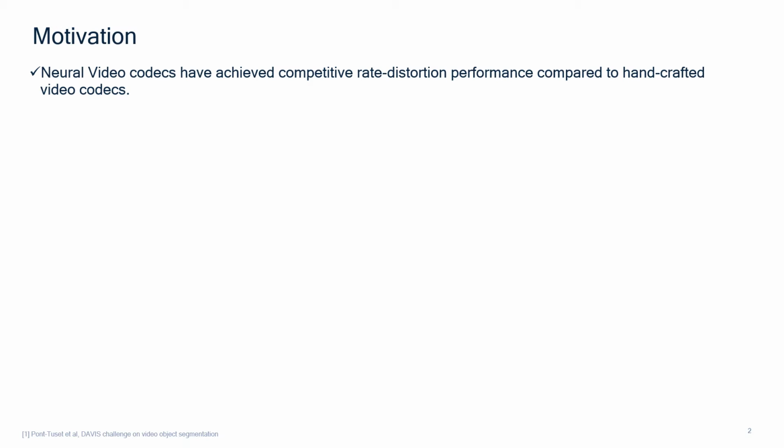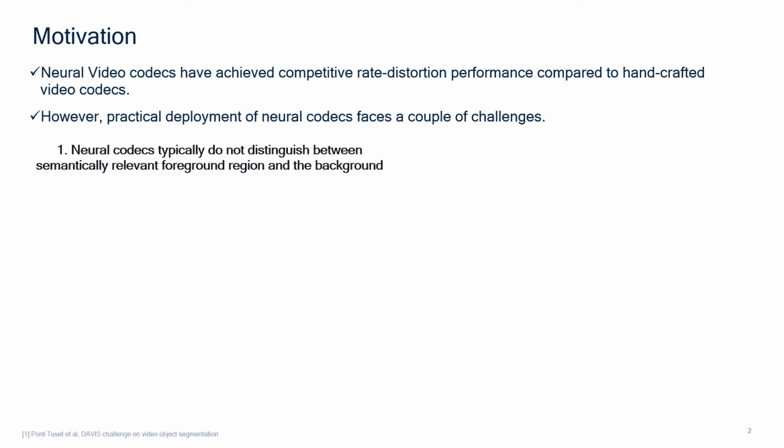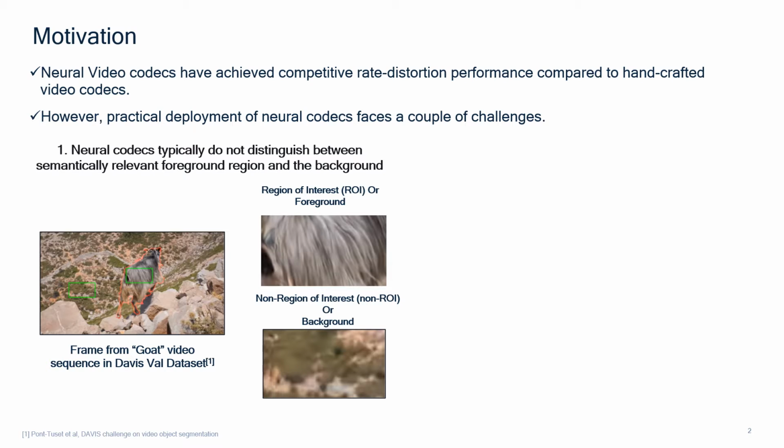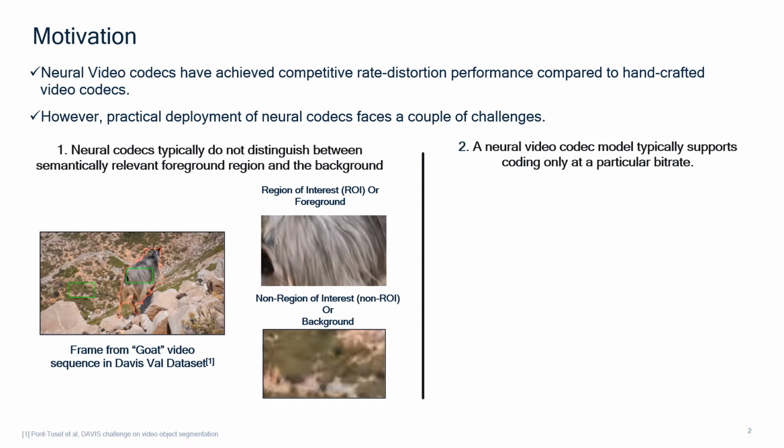Compared to handcrafted codecs, neural video codecs have achieved competitive rate distortion performance. However, when we consider their practical deployment, there are a few challenges. Rate distortion optimization leads to reconstructions that may not correlate with the human visual system. For example, in this image, typical codecs may code the foreground and background regions in a similar manner. However, a user might focus on the foreground texture in the frame rather than the background field.